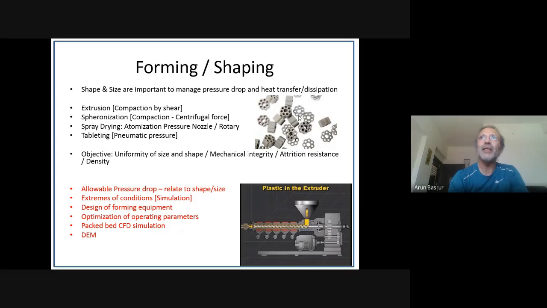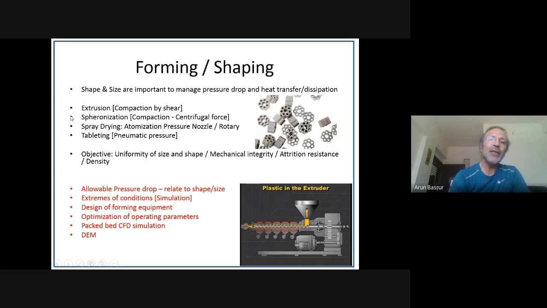So if this heat is not removed effectively by convective flow of the reactant through the tube as well as the endothermic heat of reaction that is taking place within the tube, then there is every possibility of the tube getting overheated and undergoing either deformation, or in the worst case, it might even melt and cause a puncture, causing an accident. So these are the two key reasons: managing pressure drop and heat transfer as well as heat dissipation, that is important for forming and shaping catalysts.